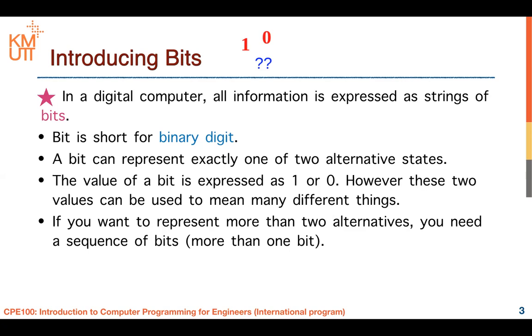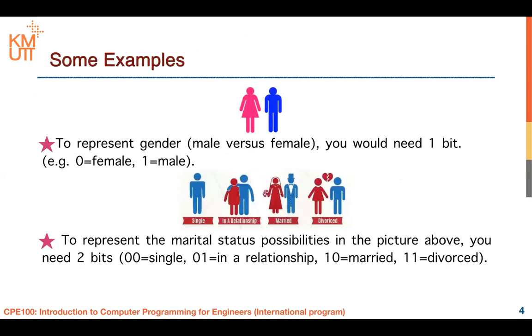However, these two values can be used to mean many different things. But if you want to represent more than two alternatives, you need to use a sequence of bits. In other words, we have to use more than one bit. But how many bits do you have to use? We will talk about this in the next slide.